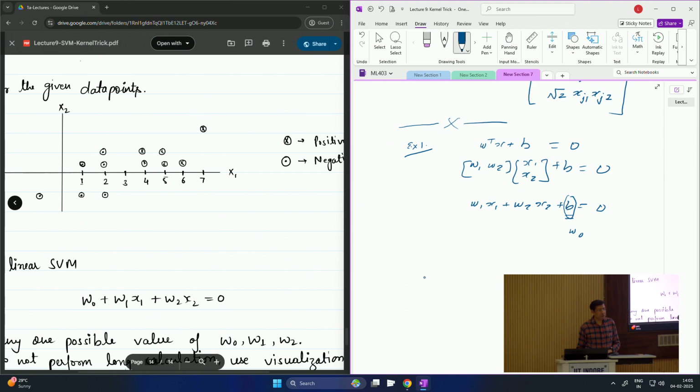Correct. Everybody agrees? So if you have to write it, what will be the values of W naught, W1 and W2? W naught is equal to -3, W1 is equal to 1, and W2 is equal to 0. Once you substitute it, you will get X1 equal to 3, which is your hyperplane. Just a trivial problem, just to get you started.